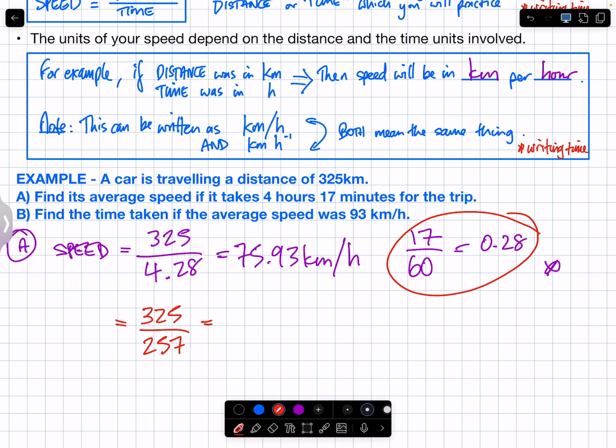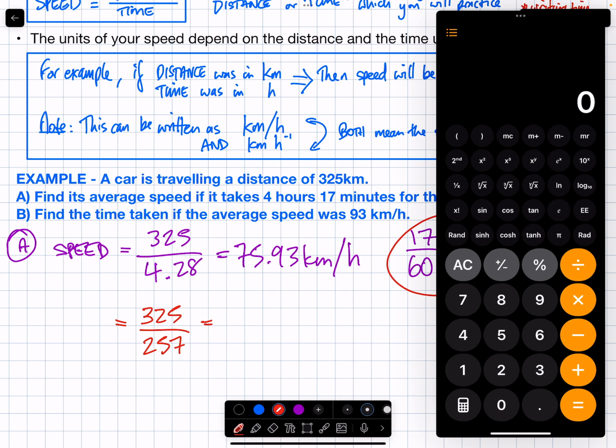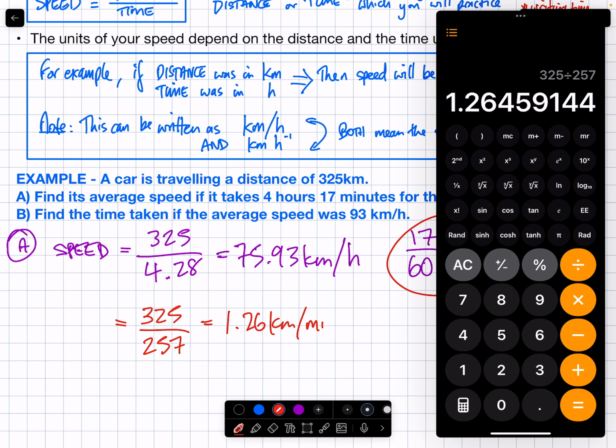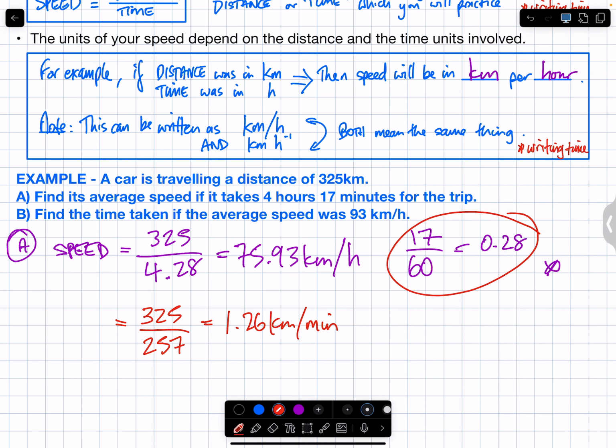So my answer is going to be in kilometers every minute. 325 divided by 257 is 1.26, but it's not going to be kilometers an hour. It's going to be kilometers per minute. Does the question tell you what units my speed needs to be in? So I'll accept both. I can't mark you down. I can't say, oh, you should have given your answer in kilometers an hour. Did I ask for it in kilometers an hour? No? So you do it however you like.